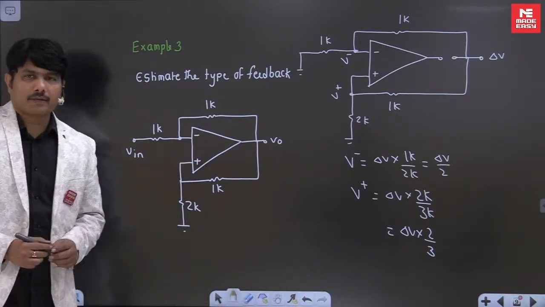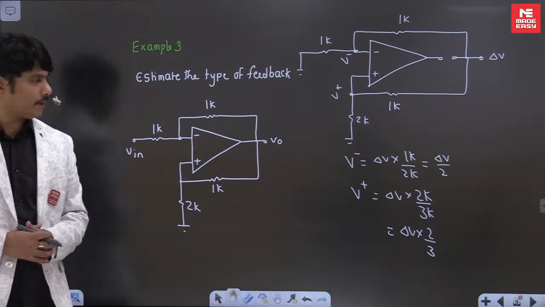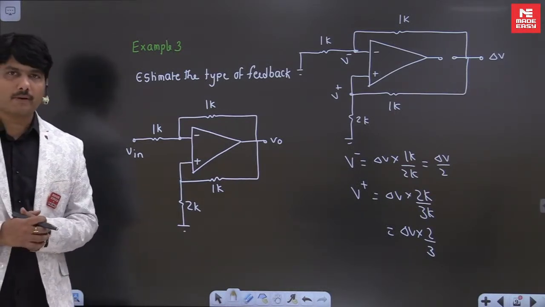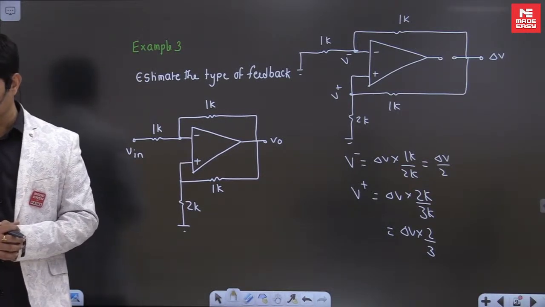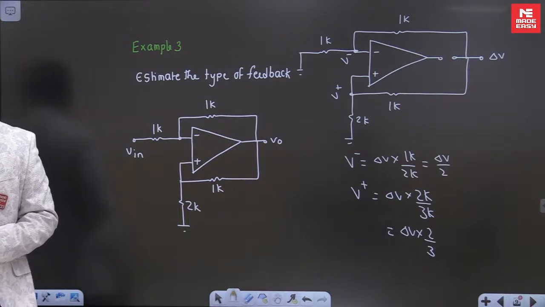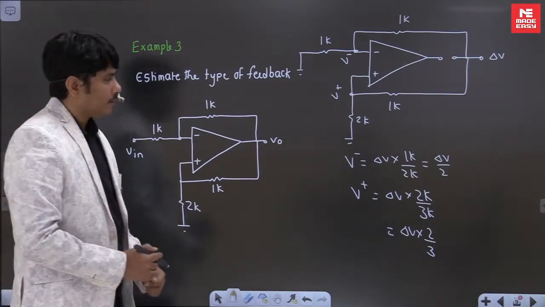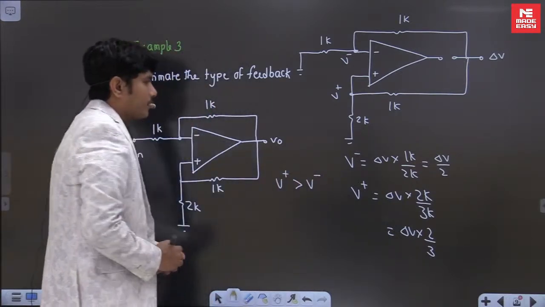So can you see the situation how I prepared: V plus is coming more than V minus, because 1 by 2, 2 by 3, if you say 2 by 3 is more than 1 by 2. So finally, the answer will be V plus is coming greater than V minus in this question.